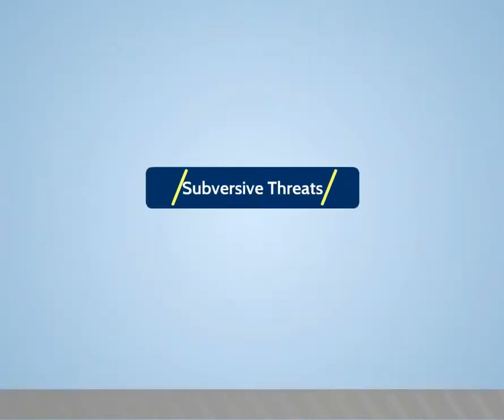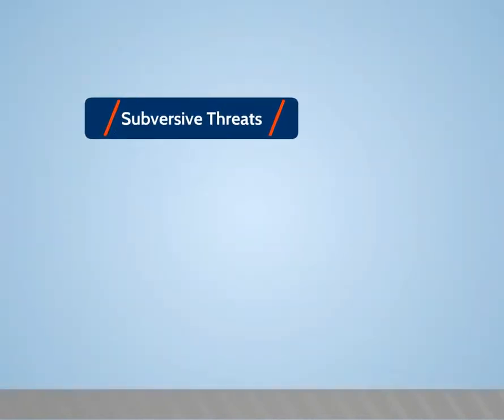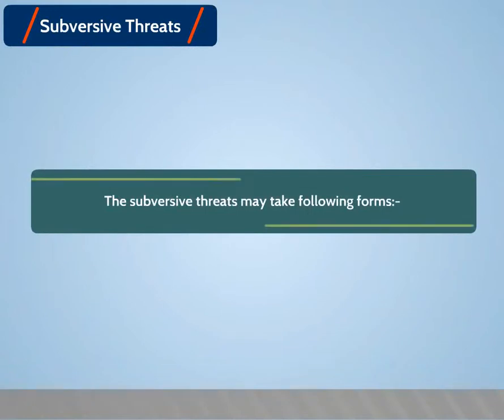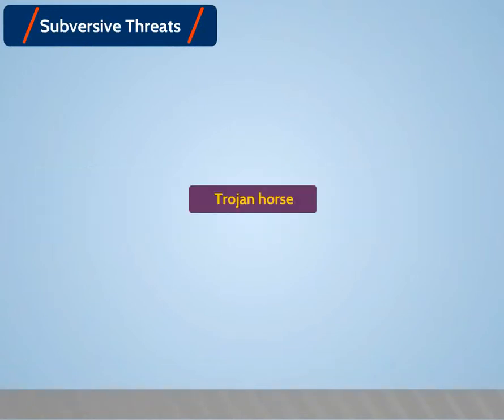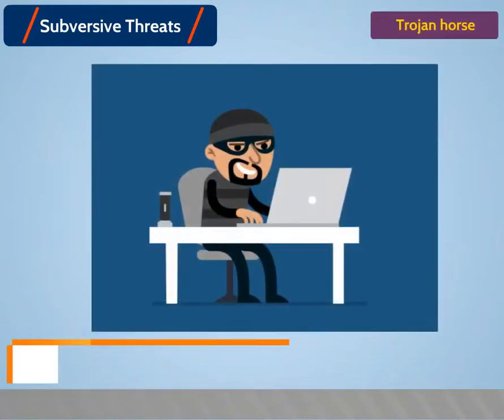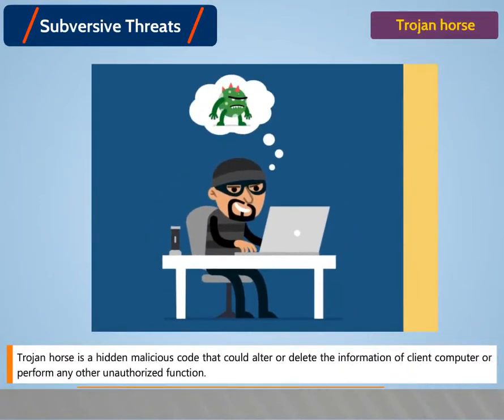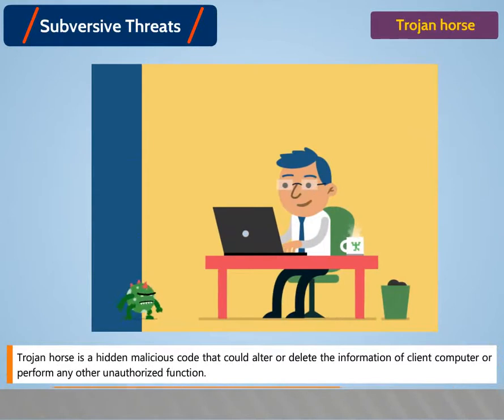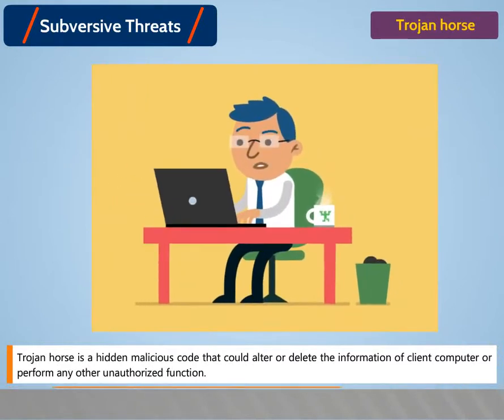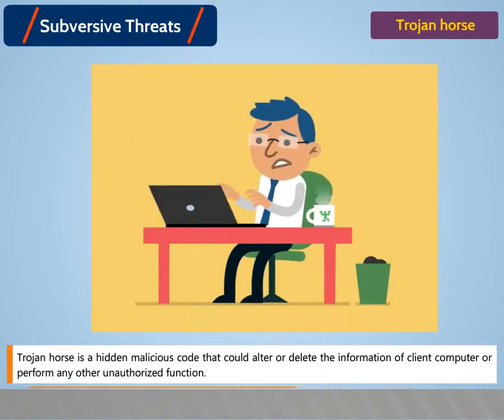Subversive threats. The subversive threats may take following forms. Trojan horse. Trojan horse is a hidden malicious code that could alter or delete the information of client computer or perform any other unauthorized function.